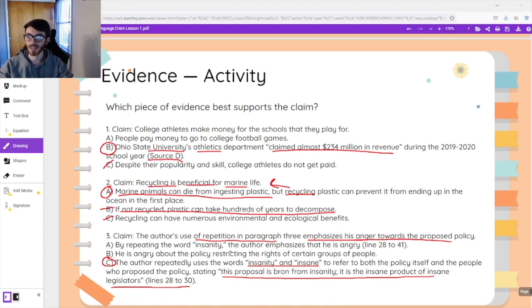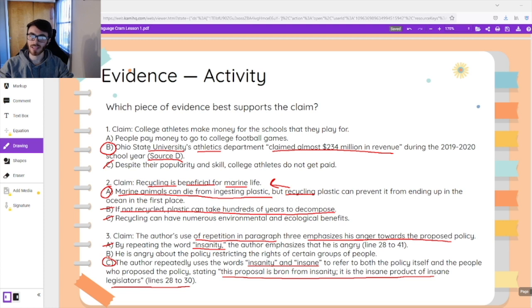A, by repeating the word insanity, the author emphasizes that he is angry. Well, it is an example. However, it doesn't really tell us how. It pretty much just restates the claim, right? It restates the claim and tells us that the word that he's repeating is insanity, but it doesn't demonstrate how he expresses his anger. So that's why A is not very strong.